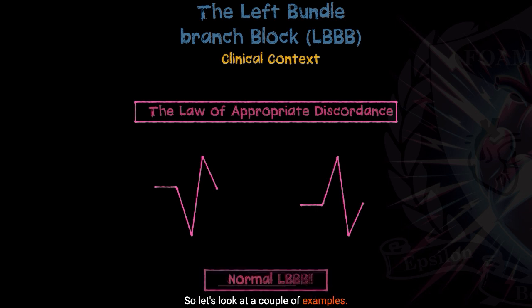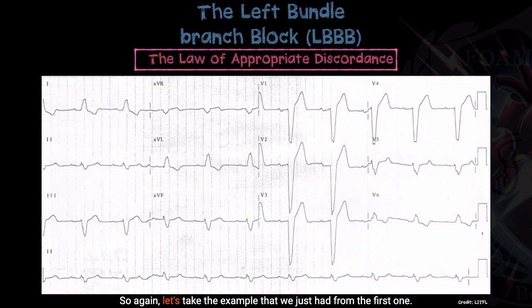So let's look at a couple examples. This is all part of a normal left bundle branch block. So again, let's take the example that we just had from the first one. We have a negative QRS complex. We see some degree of ST segment elevation. That's normal. Now, in future videos, we'll talk about how much ST segment elevation is allowed. And that's when we're going to start to get into something known as Sgarbossa criteria. But to identify what's not right, we need to be able to identify what is normal on the left bundle.